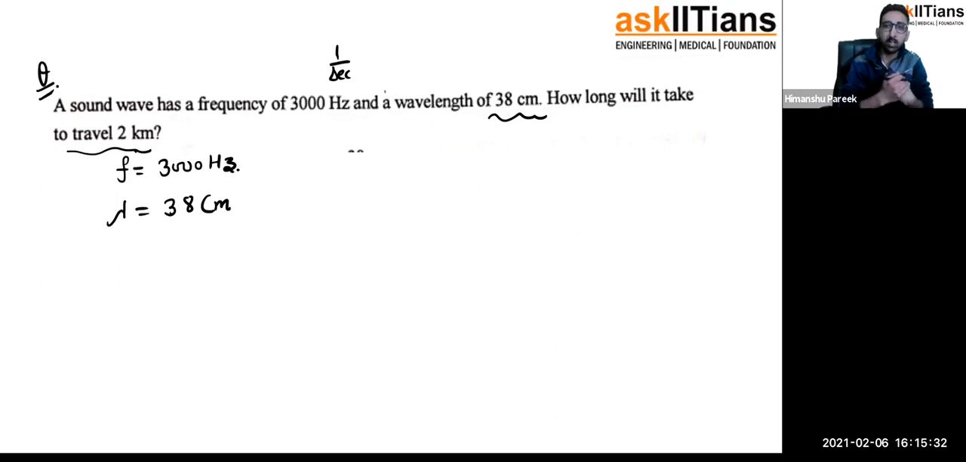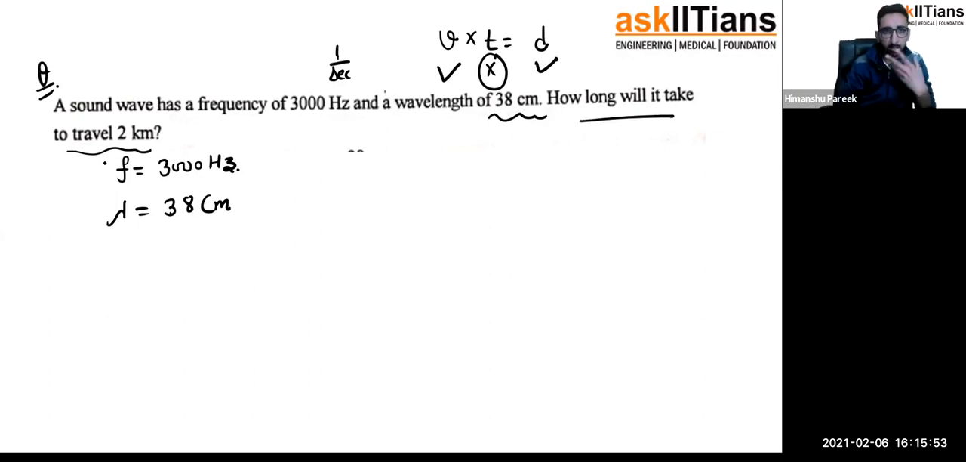So let us calculate the speed first of all. Once I get the speed, I'll multiply this with time, and I'll get the distance, right? Velocity multiplied by time is equal to distance. So now distance is given, time we have to calculate, and speed we'll calculate. That's how we'll get the time taken to travel 2 kilometers.